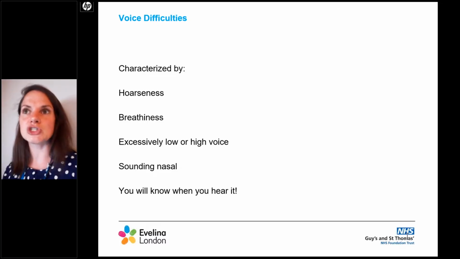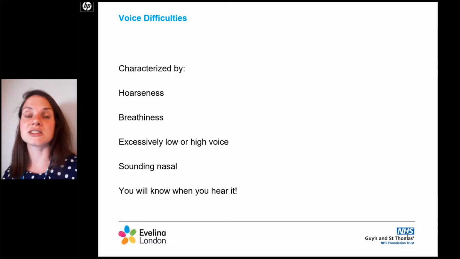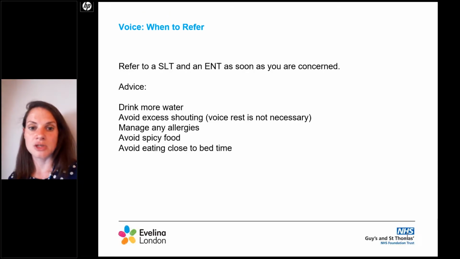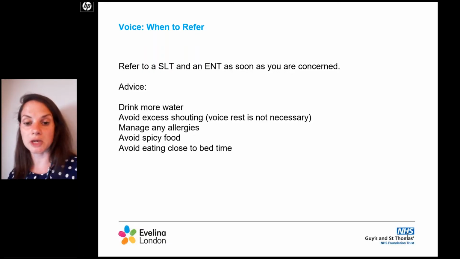Because what we want to do is make sure that children or young people are using their voice in an appropriate way, so that they are not going to end up having long-term damage to their vocal folds by using their voice in a difficult way. So if you are going to refer to a speech and language therapist for voice, we'd recommend that you also refer to ENT so that they can check things structurally.